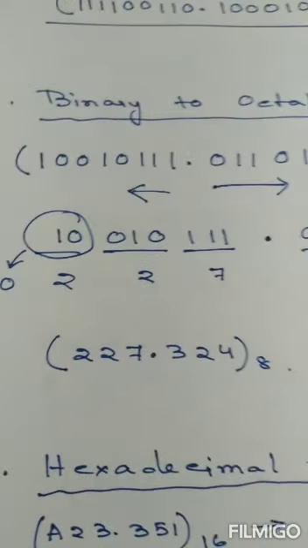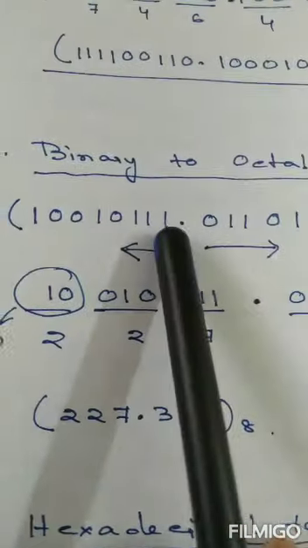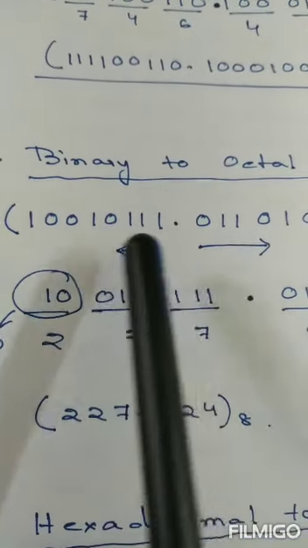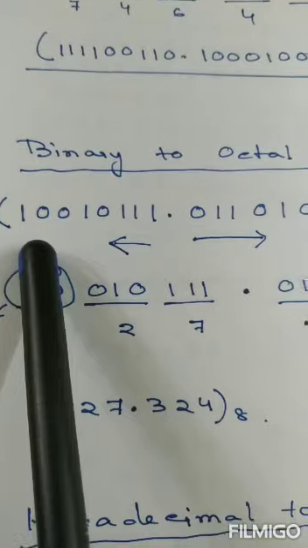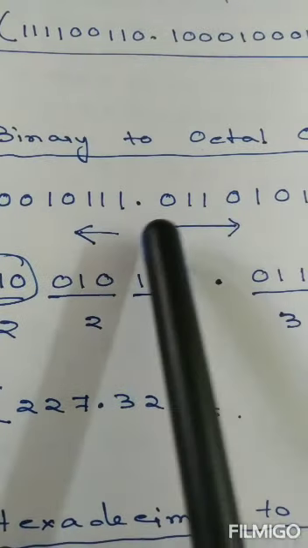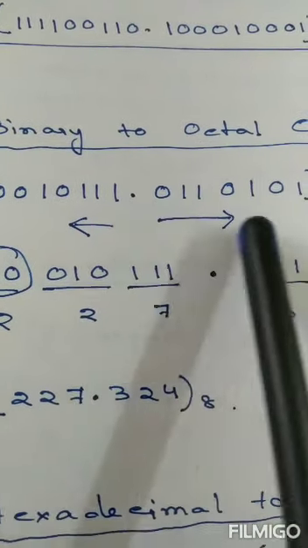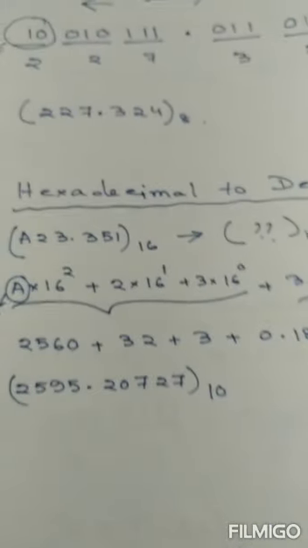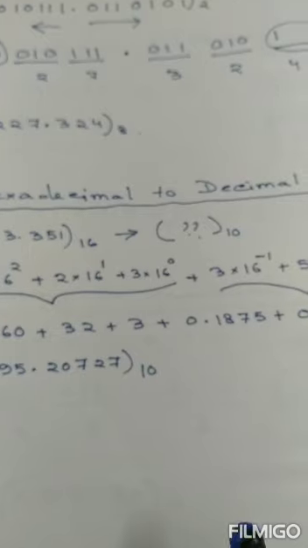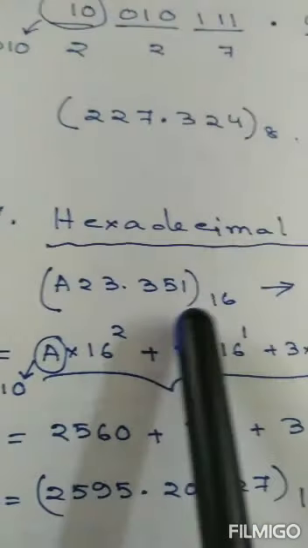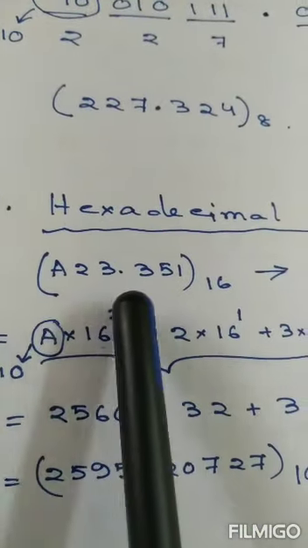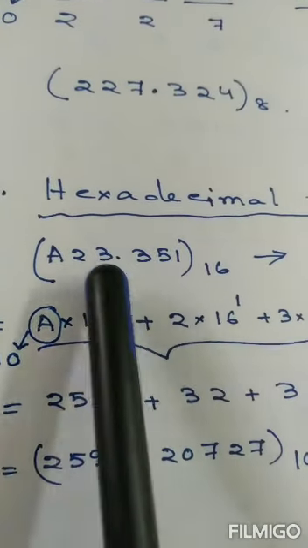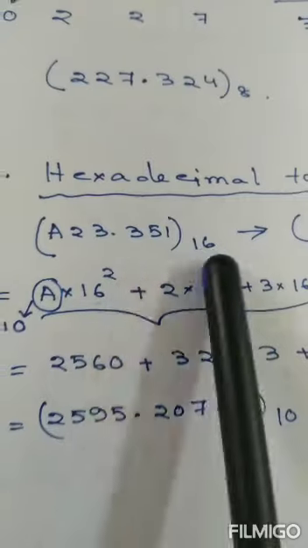227.324. Again I repeat, before the pointer, start from this position and go towards this position, and after the pointer, start from this position and go towards this way. Okay. Now hexadecimal to decimal. This is a hexadecimal number, that is A23.351. 16 is the base, so we can say that this is a hexadecimal number.